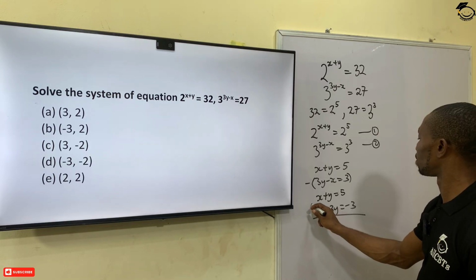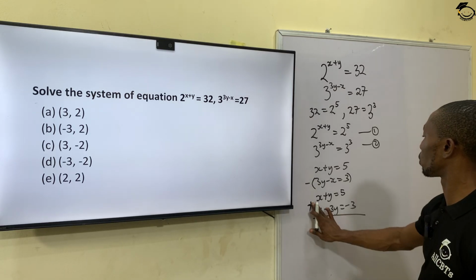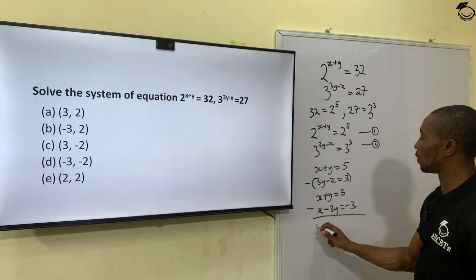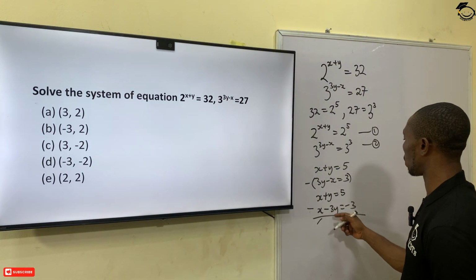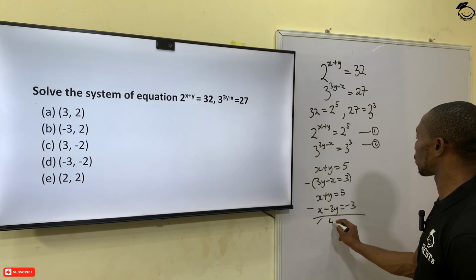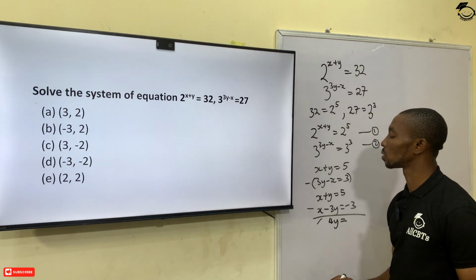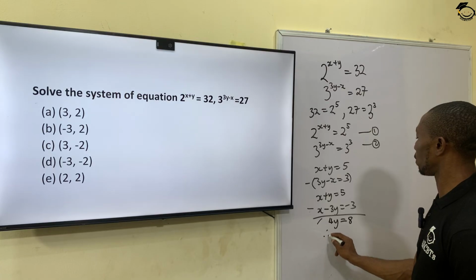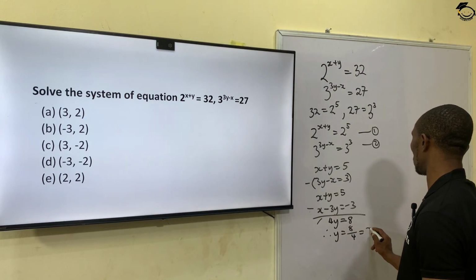Subtraction. We will add, we will subtract. Subtracting, 1 minus 1 will give us 0. Minus minus will give us plus. 3 plus 1 will give us 4y equals, minus minus will give us plus, 5 plus 3 will give us 8. So therefore, our y will become 8 over 4, which gives us 2.